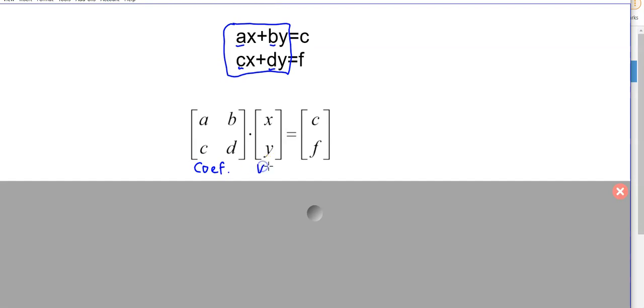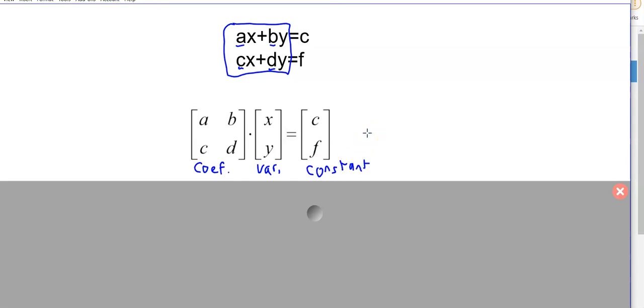This one right here is the variable matrix. It's the variables, x's and y's. There's two of them, so they're always put vertical from each other. If there were three, it'd be x, y, z, 3 by 1. And then C F is what I would call the constant matrix.